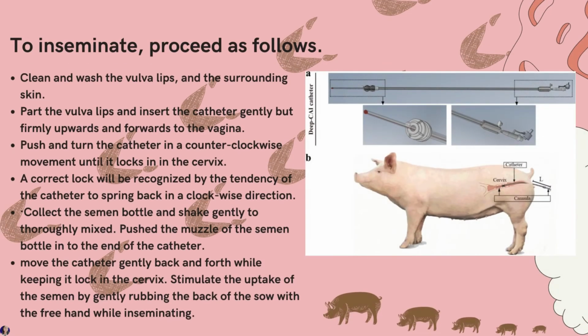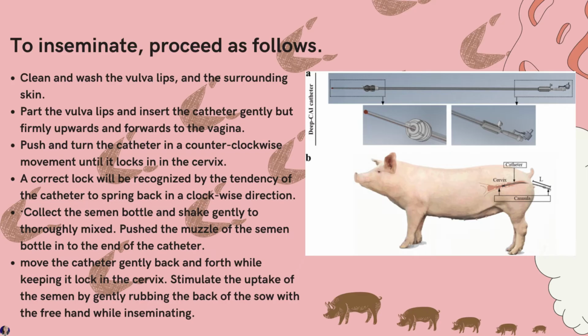The best conditions should be present for insemination. The sow must find the procedure enjoyable for the hormone oxytocin to be secreted, which closes the uterus and draws the semen into the uterine tube in preparation for the ovum's arrival. To inseminate, proceed as follows. Clean and wash the vulva lips and the surrounding skin. Part the vulva lips and insert the catheter gently but firmly upwards and forwards into the vagina.